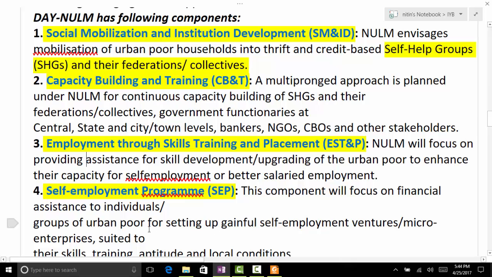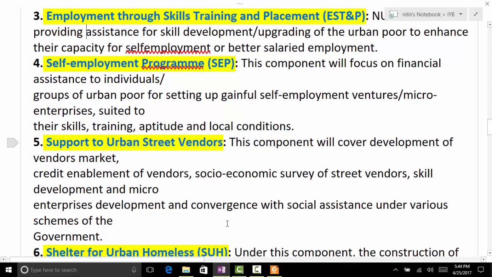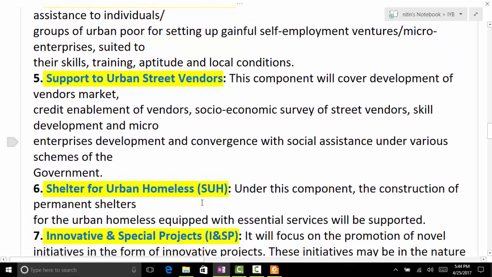Focus on the financial assistance to the individuals for setting up gainful employment. Fifth, support to street vendors. The people who are the street vendors, what to do for them? To give them security, basically to protect them. So we have the act also now, Street Vending Act 2014, right? Now this support to urban street vendors will cover development of vendor market, credit enablement of vendors, socio-economic survey of these, and convergence of assistance under the various schemes of the government.